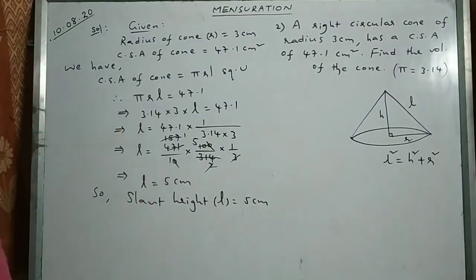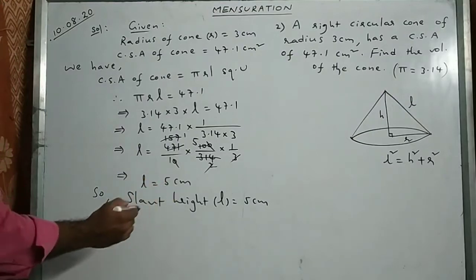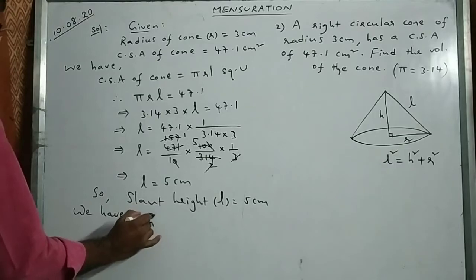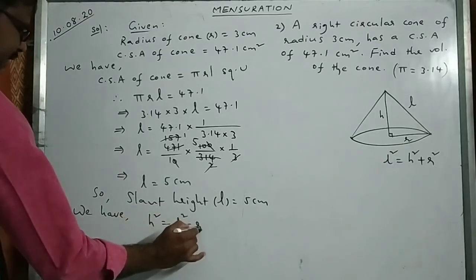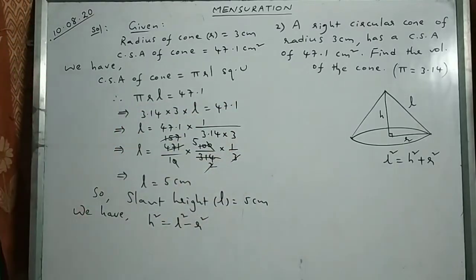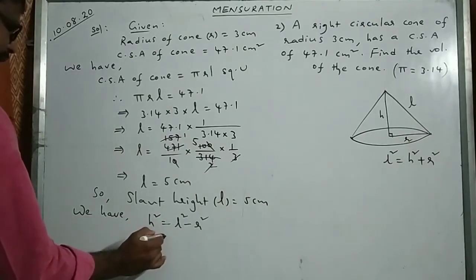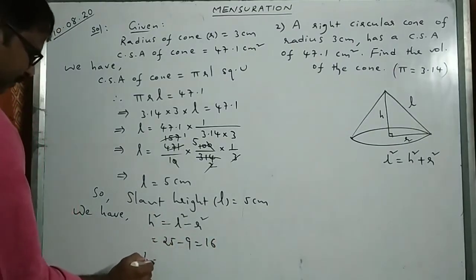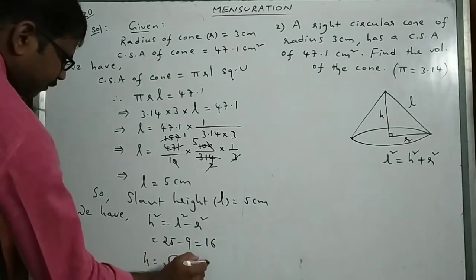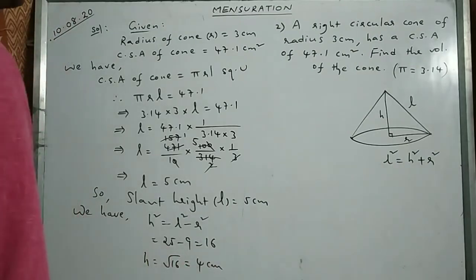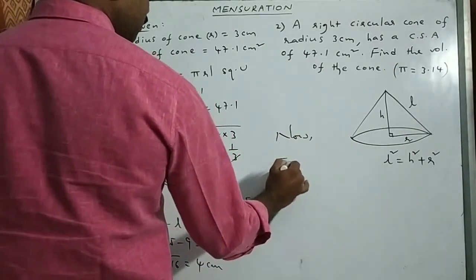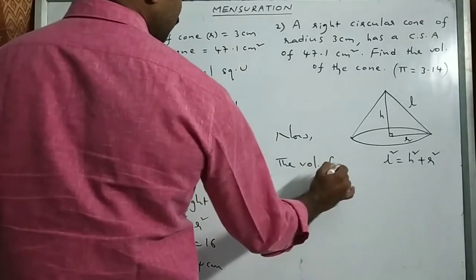Now slant height is there, radius is there. I want to find h. We have h square equal to L square minus R square from the relation. L square equal to h square plus R square relation is there. So L square means 25, R square means 9, means 16. So h equal to root 16 equal to 4 cm, right? Height is also there. Now the volume of cone.